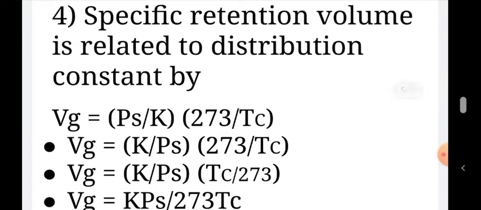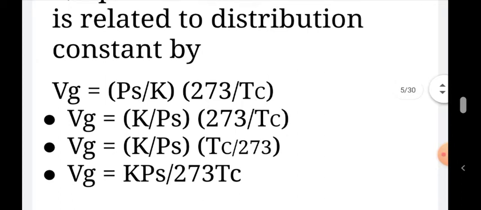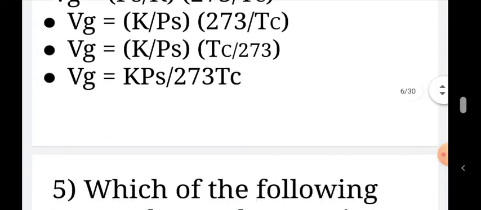Specific retention volume is related to distribution constant by Vg is equal to rho s by k into 273 by Tc; Vg is equal to k by rho s into 273 by Tc; Vg is equal to k by rho s into Tc upon 273; Vg is equal to k rho s upon 273 Tc. The correct answer is the second one. Vg is equal to k by rho s into 273 upon Tc.